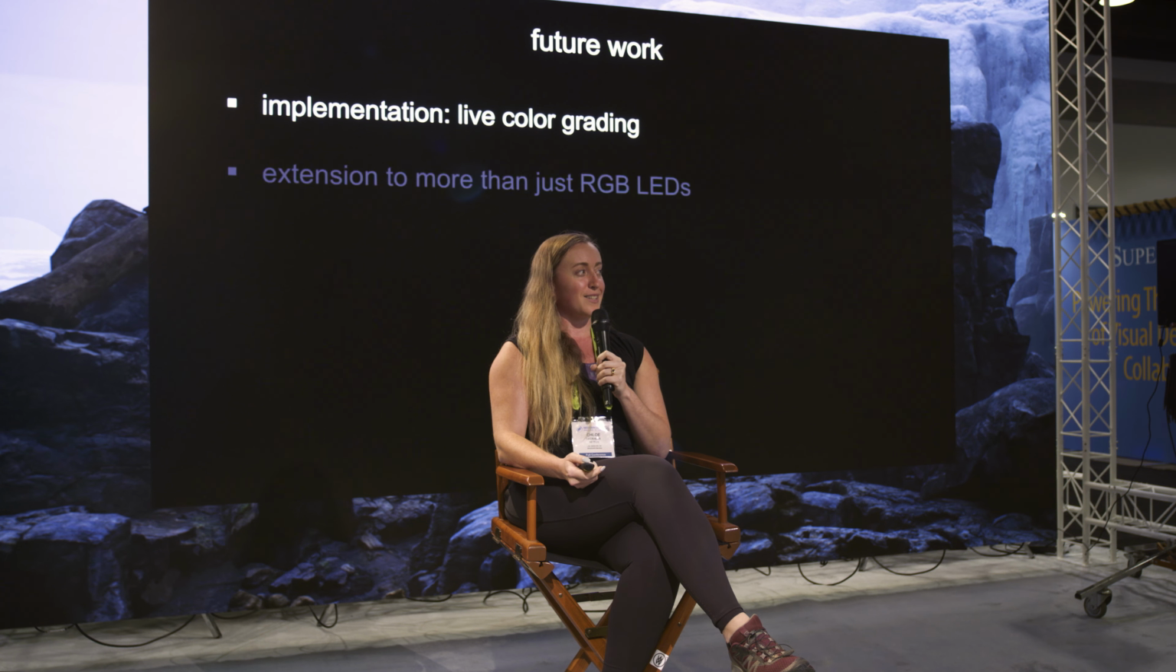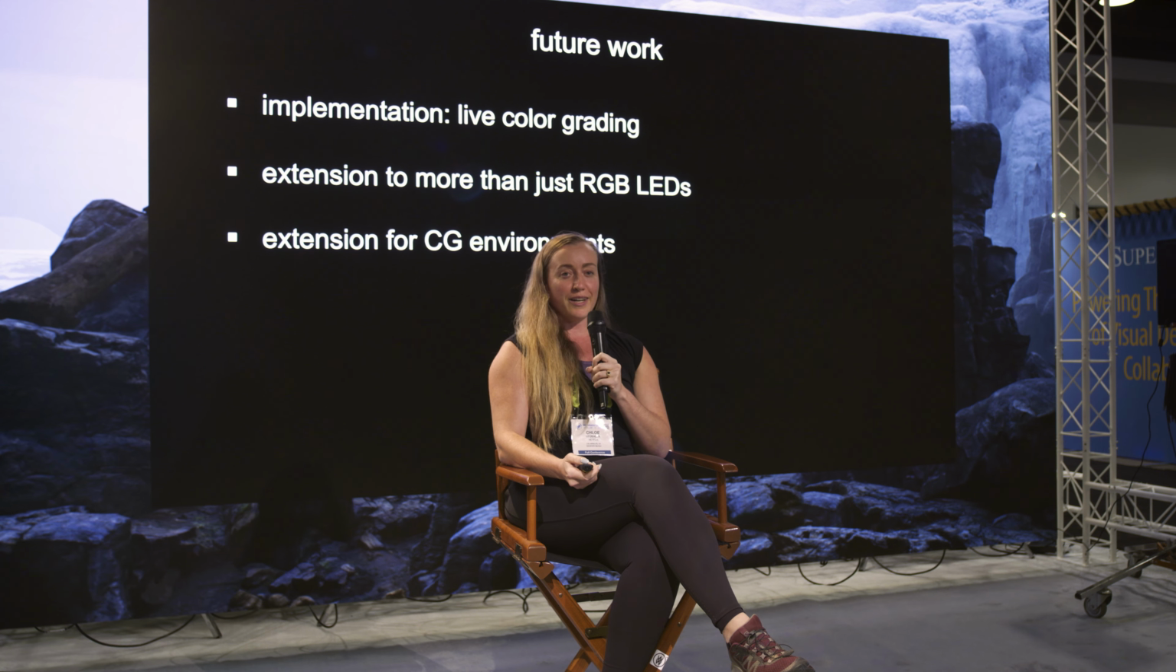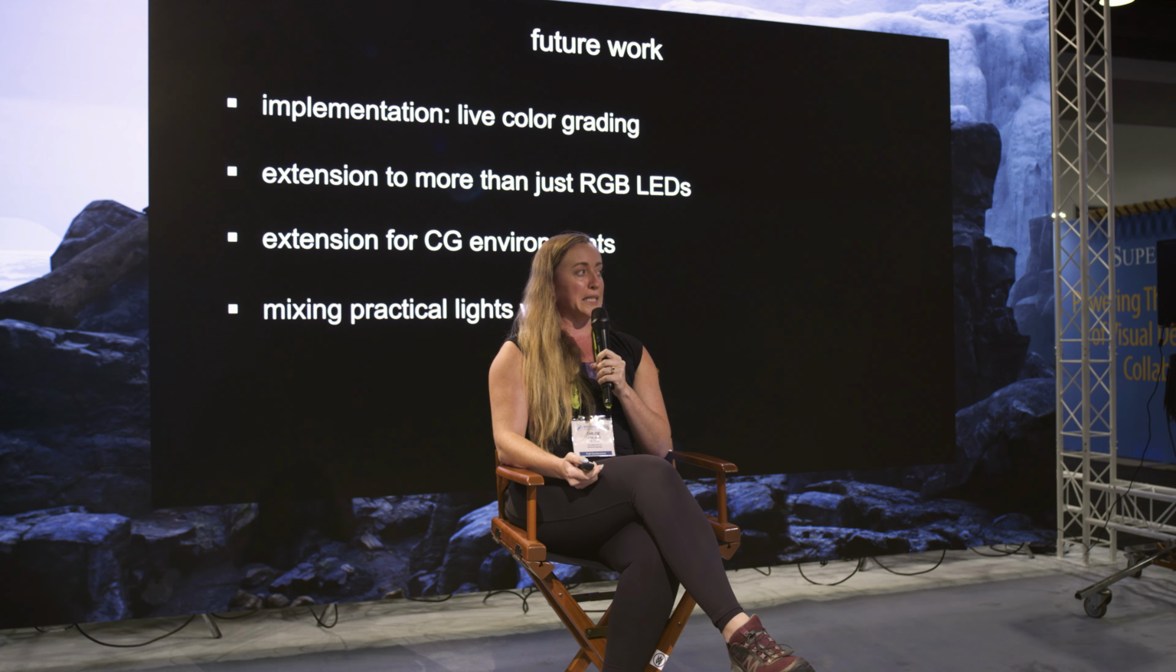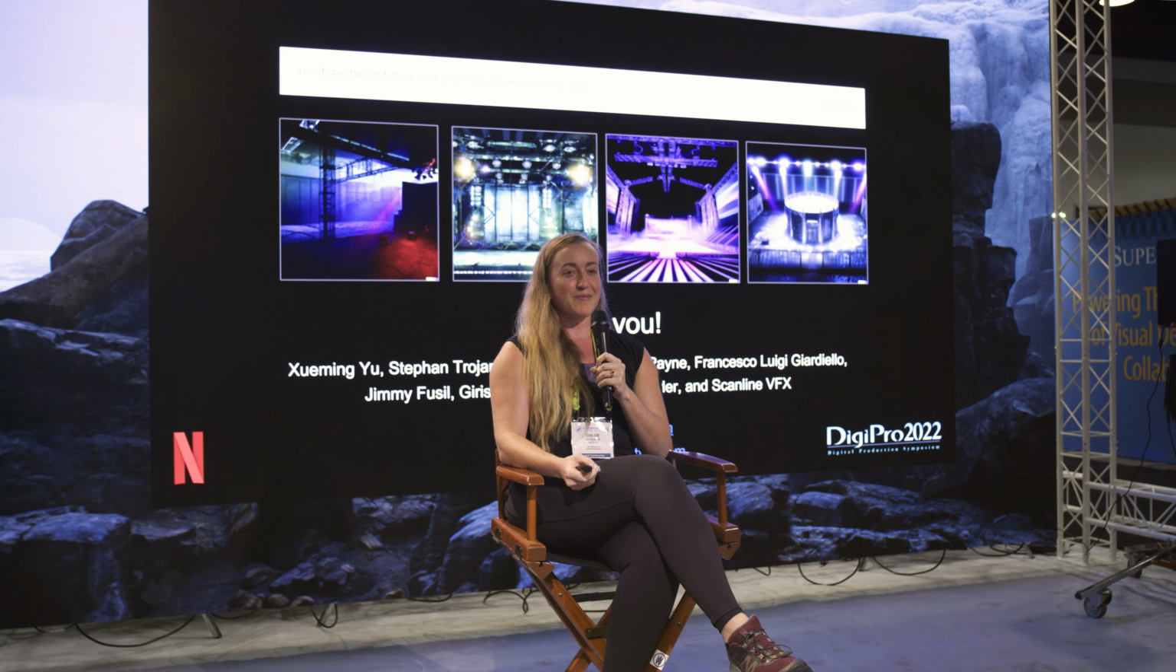All right, so we've basically wrapped it up. We've seen that we can ameliorate some of these color rendition challenges. We have a whole lot of things that we want to do next. We want to do this in live color grading. We want to use more than just RGB LEDs. We want to see this for CG environments because in this example, we were basically just showing HDRIs. And we also want to evaluate mixing in practical lights with virtual production and how this process can apply there as well. Okay, thank you everyone.